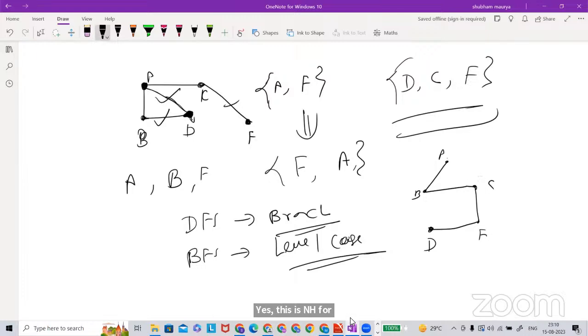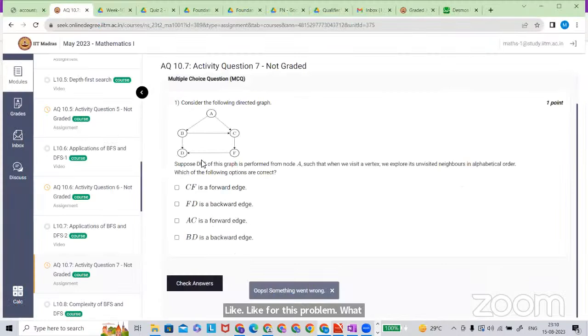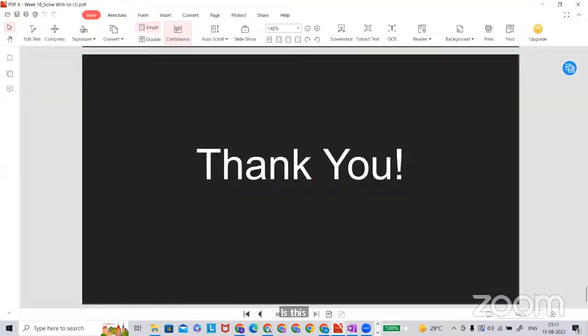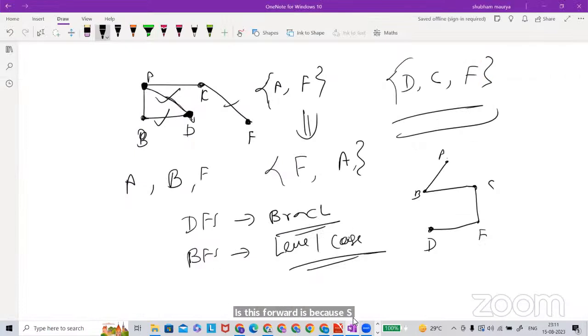A backward edge is generally responsible for making a cycle. Loop, cyclic. Like for this problem, is BD a backward edge or a forward edge? This is a forward edge, because as you can see here, this is B, D, C, in the same continuous form it is happening. This is happening in the forward case.